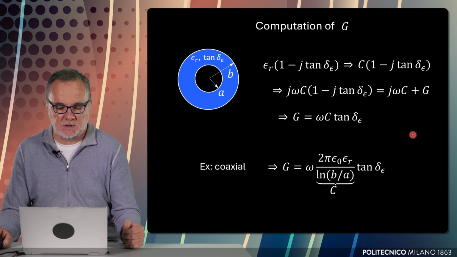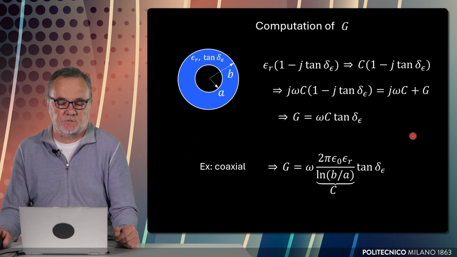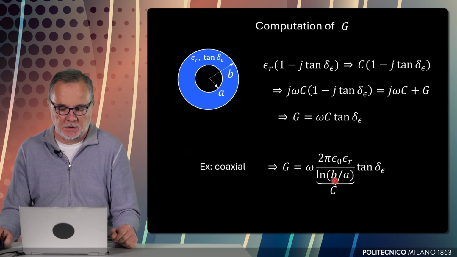For instance, for the coaxial cable, since we know an expression for C, which is shown here, we obtain a value for the conductance simply by multiplying this expression times omega and times the loss tangent.